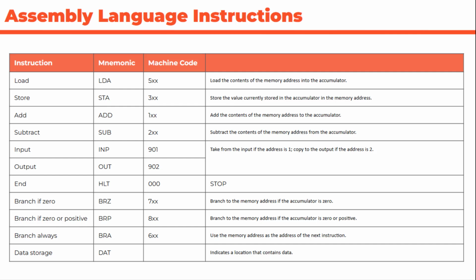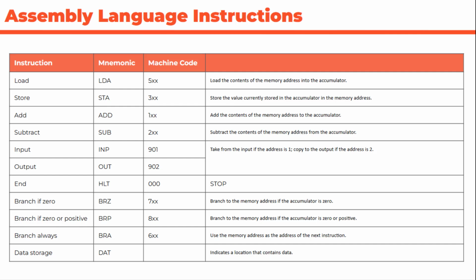Now in part 1 I did say that the first number there determines what the mnemonic's going to be. So if it's a 5, it's a load command. If it's 3, it's a store command. If it's 1, it's an addition command. If it's 2, it's a subtraction, and so on and so forth. The X's though are the memory addresses that we use.